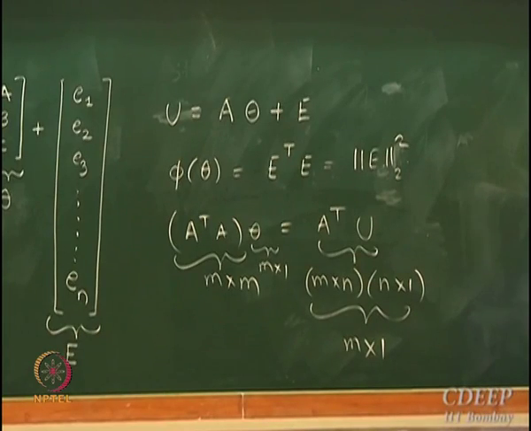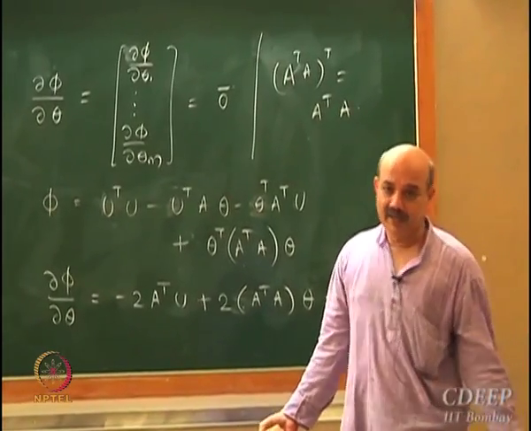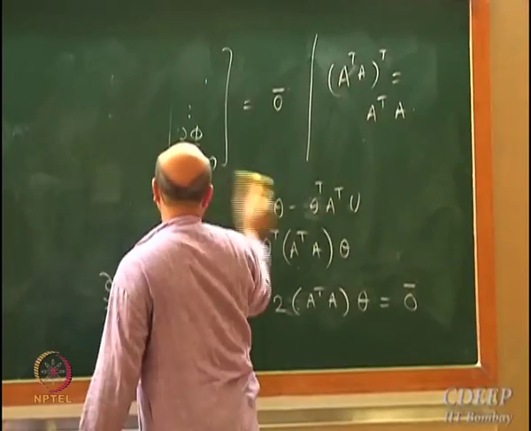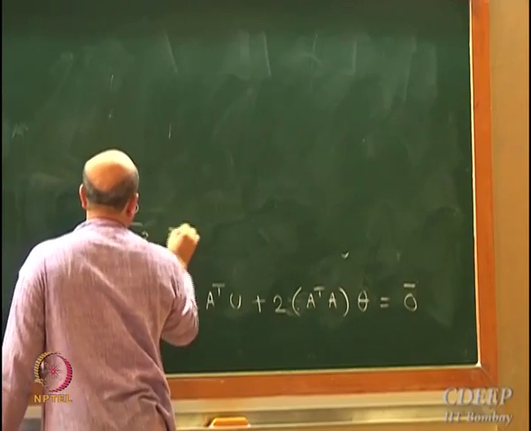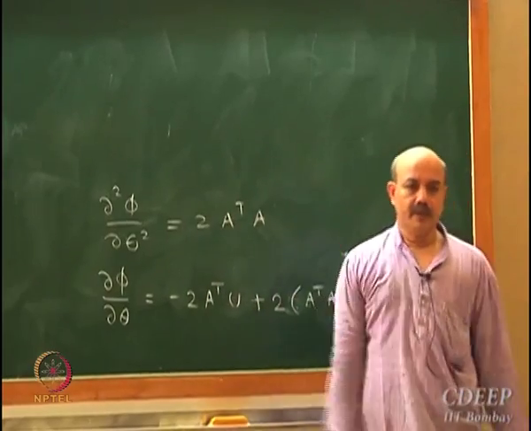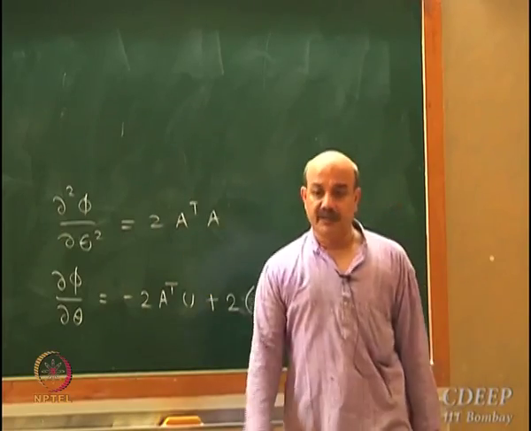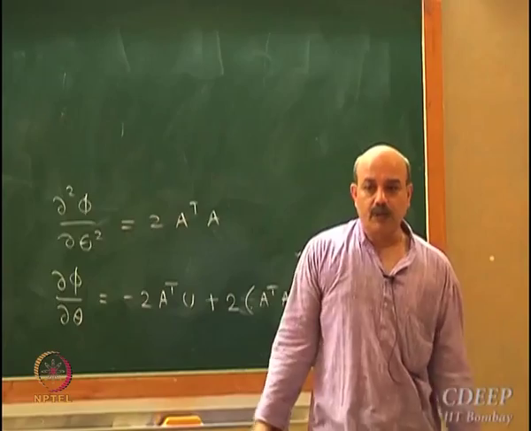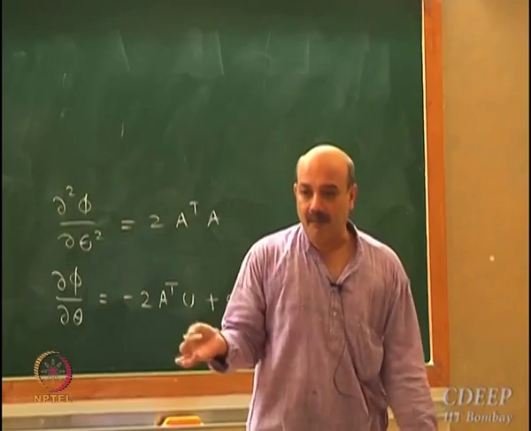Okay. Before we proceed further and I show why it is positive definite, what is the second derivative of this? It is A transpose A, right? So the second derivative, ∂²φ/∂θ², is equal to 2 times A transpose A. Depending upon whether this matrix is positive definite, if it turns out to be positive definite, then we are done, we have reached the minimum.